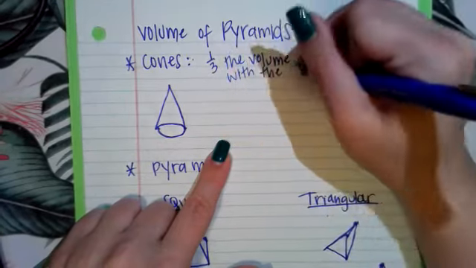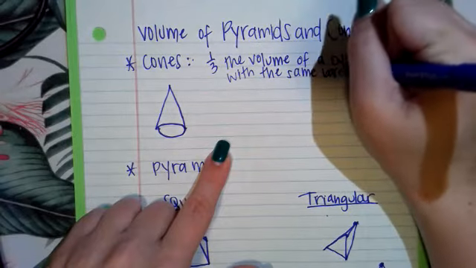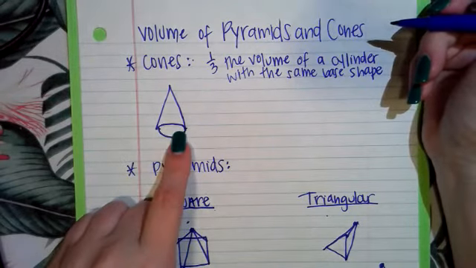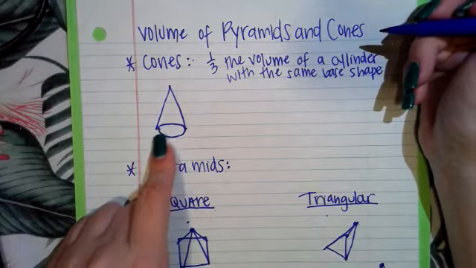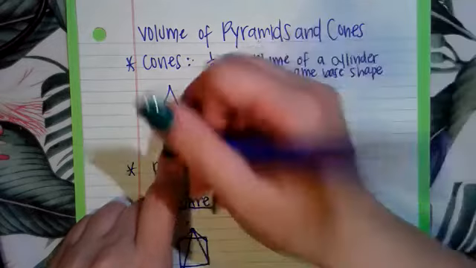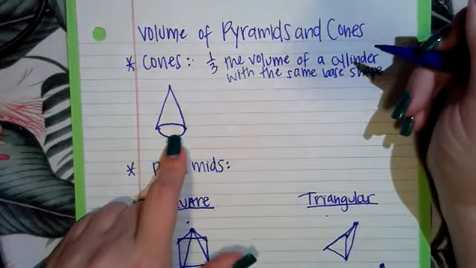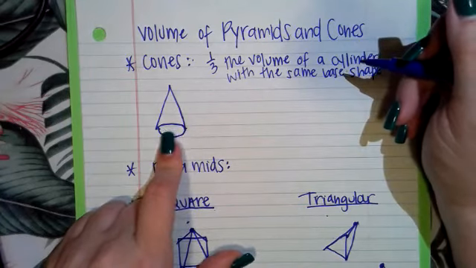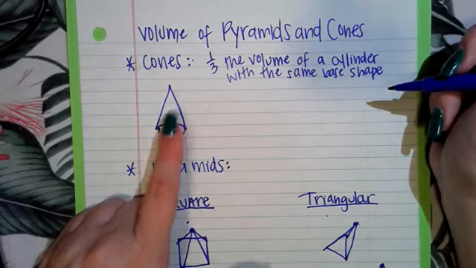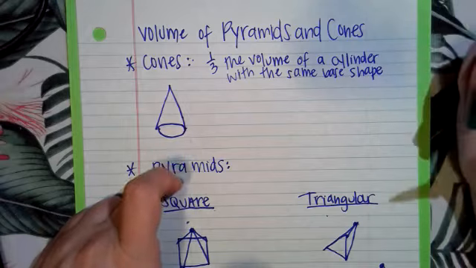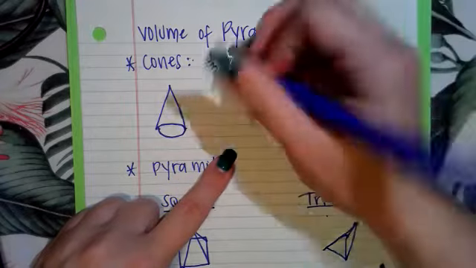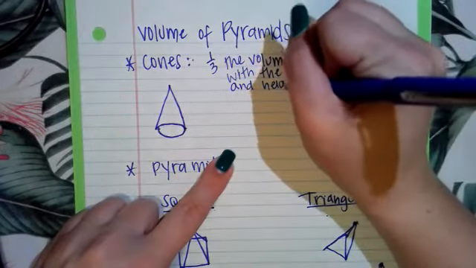with the same base shape. So for example, if I drew a cylinder that had the same dimensions as this circle, like let's say the radius is 1, and the same height as well, the volume of this cone is 1/3, or divided by 3, right? The amount of the cylinder. So 1/3 the volume of the cylinder with the same base shape and height, technically.